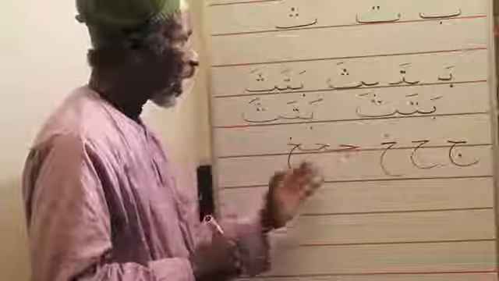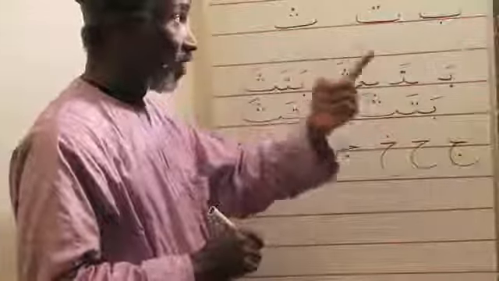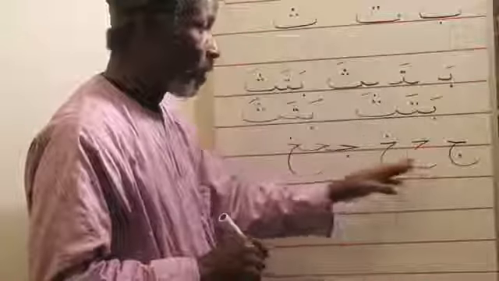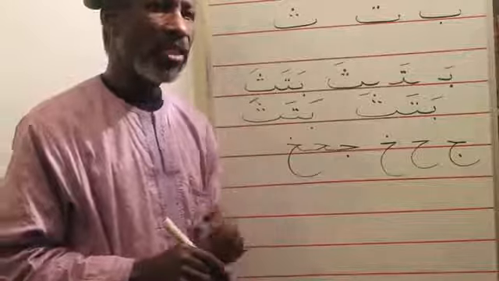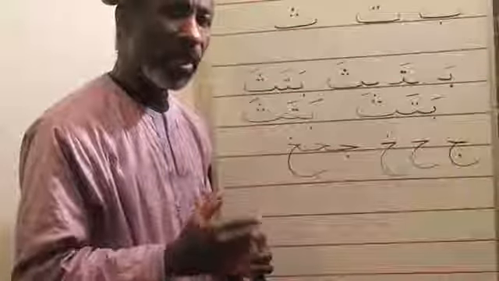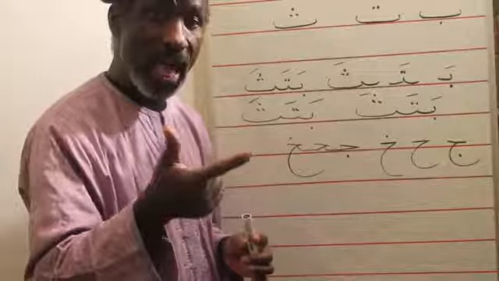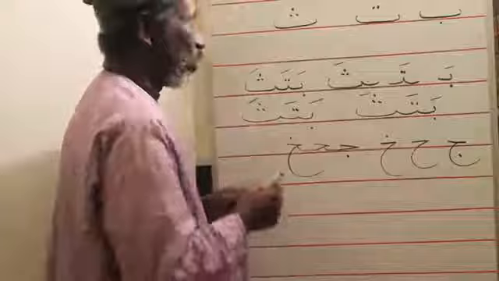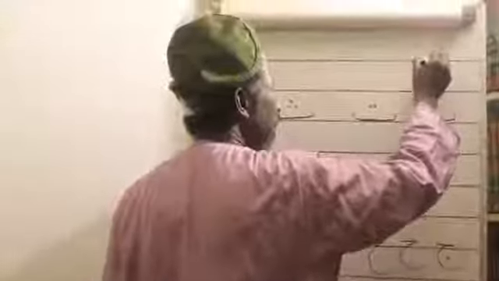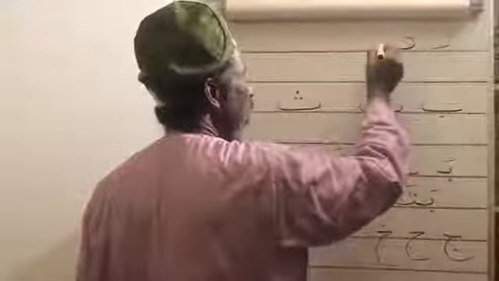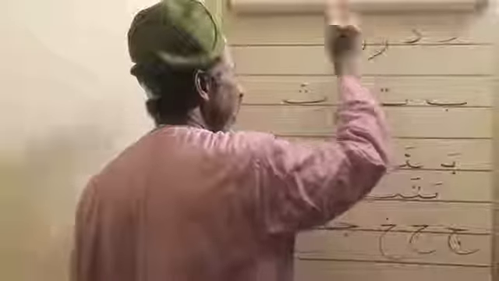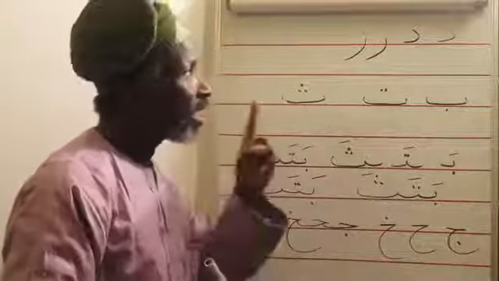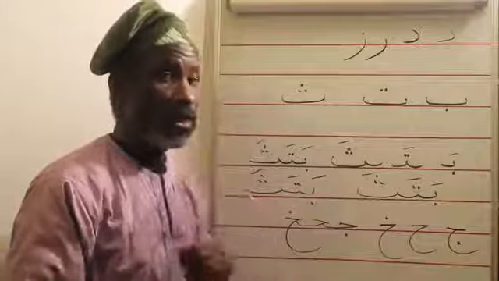Right, so that's jim. Now you know the alphabet: ba, ta, tha, jim, ha, kha. Right, next letters, what are they? You have four letters now coming, and that's dal, dhal, ra, and zain. Now, you note that I omitted the alif, which is the first letter, which should be here. Write it here, alif.